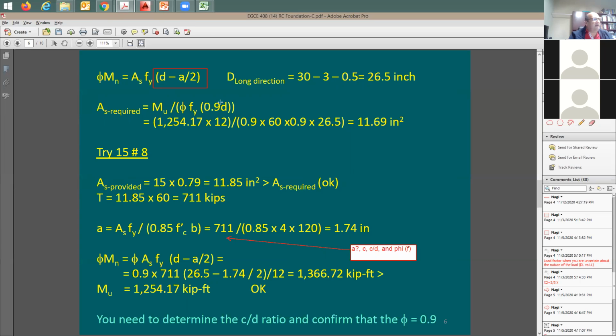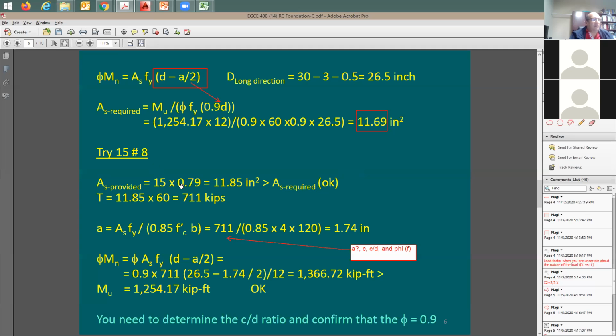It's going to be roughly 90% of the depth. Just a quick estimate, because I need to start somewhere. Someone's going to say, how can I put the reinforcing? I don't know. Can I put, for example, 15 number 8, or should I put 16 number 7? At the beginning, I don't know exactly how much AS is needed, because you don't have any idea about this number.